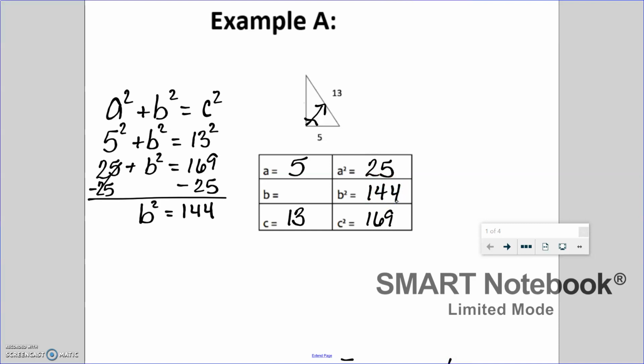So in order for me to get B by itself, I need to do the opposite of squaring, which is to find the square root. And now I have B is equal to 12. Now notice, once I find the square root of B squared, the exponent drops. Okay, remember, the square root is the opposite of squaring a number. When you write your equation, you want to make sure your equation is all the way from the formula to the missing side that you're looking for.